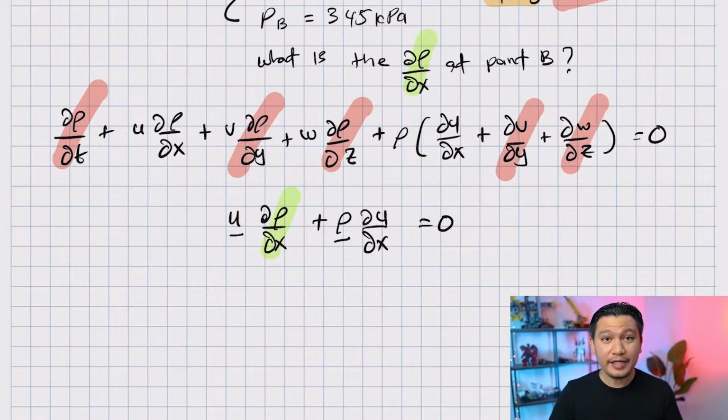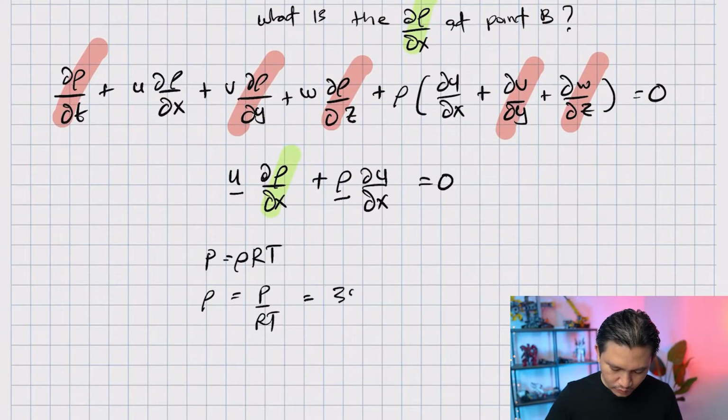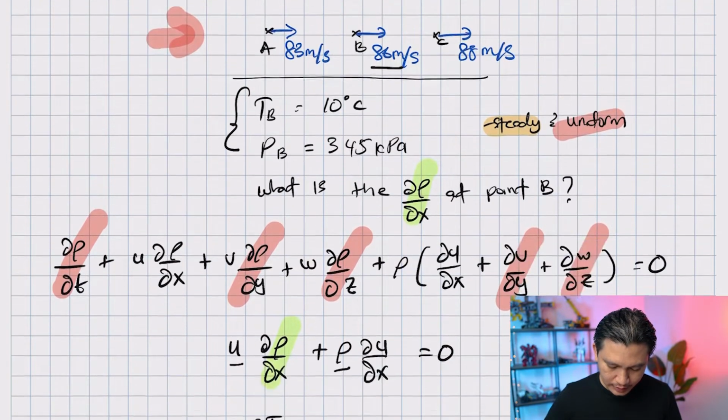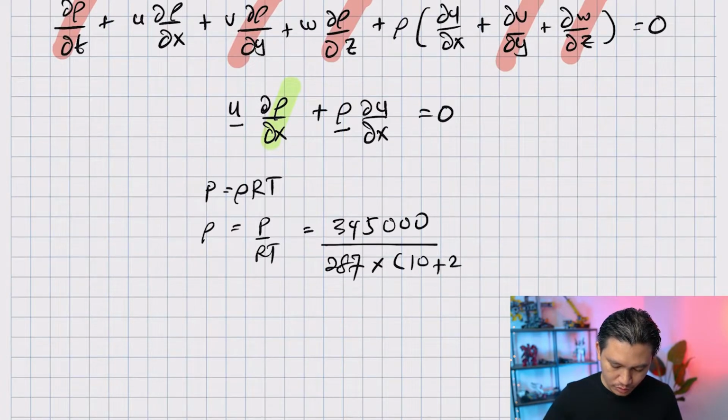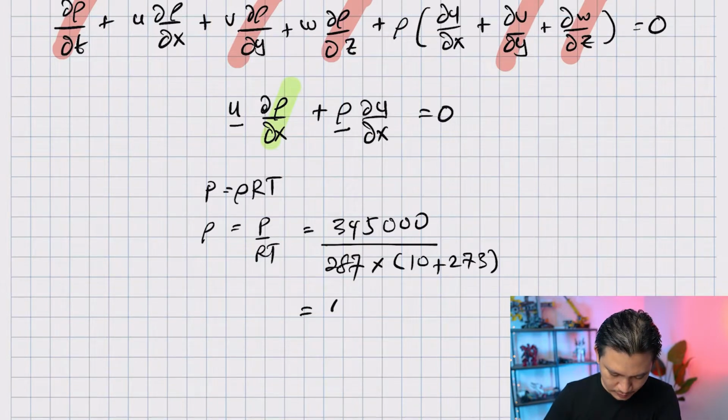So from the ideal gas equation, we know that P equals rho times R times T. So rho equals P over RT, and our pressure is 345,000 divided by R. R is 287 times the temperature. Temperature is 10 degrees Celsius, and you need to convert it to Kelvin, so plus 273. So this is 10 plus 273 times 287, 345,000 divided by the answer. That becomes 4.25, and the unit is kilogram per meter cube.